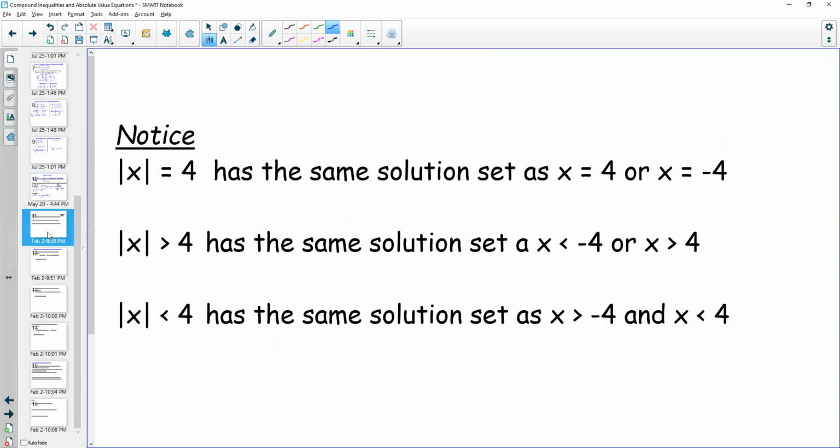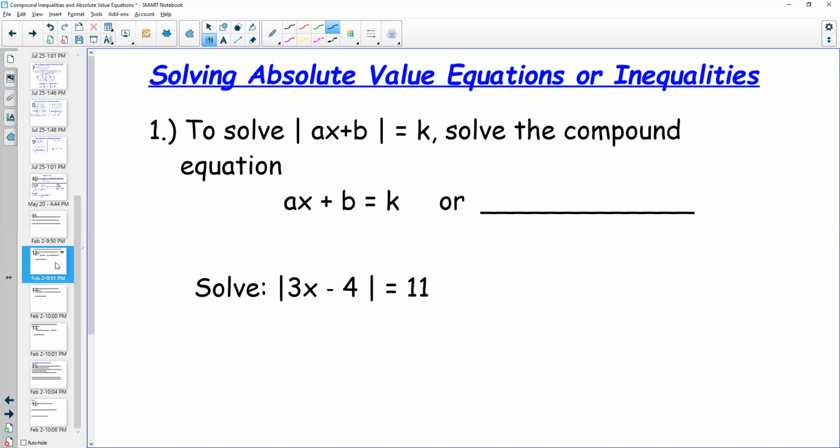Okay, so this just says, when the absolute value of x is equal to 4, it has the same solution set as x equals 4 or x equals negative 4. The absolute value of x greater than 4 has the same solution set as x is less than negative 4 or greater than 4. And when absolute value of x is less than 4, it has the same solution set as x is greater than negative 4 and less than positive 4. Sounds like crazy talk. I get it.